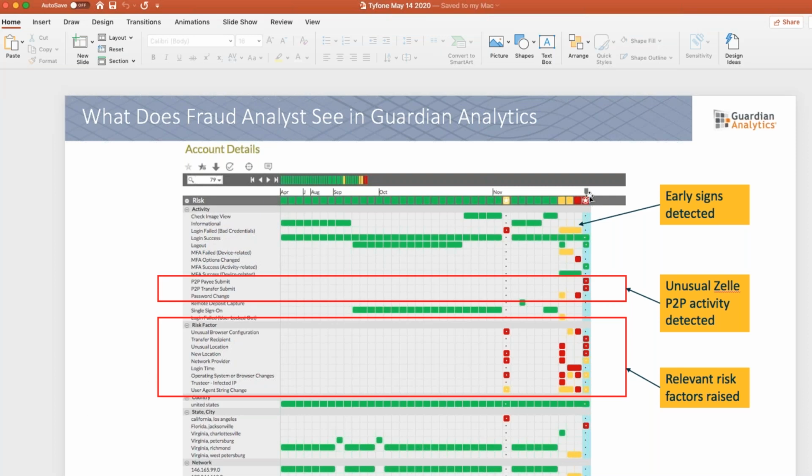So in this example, the last column represents the fraudulent session, where a P2P transfer is involved.